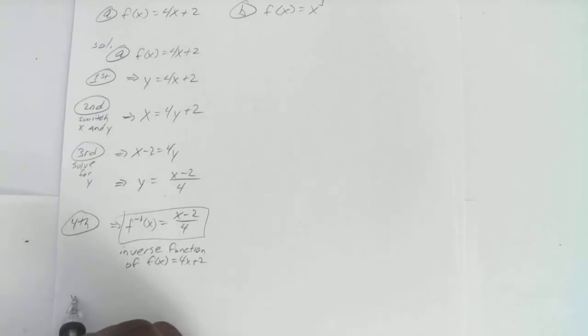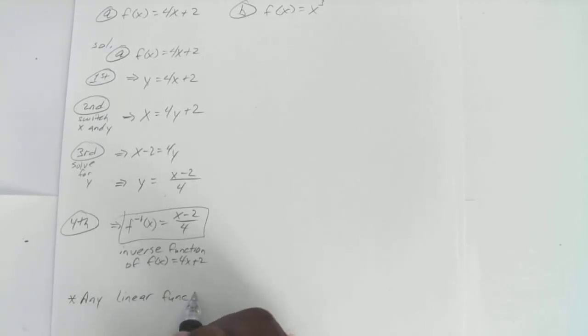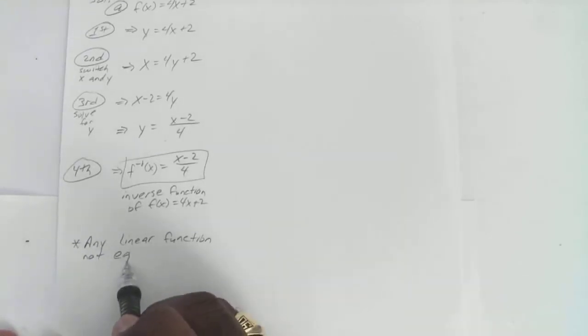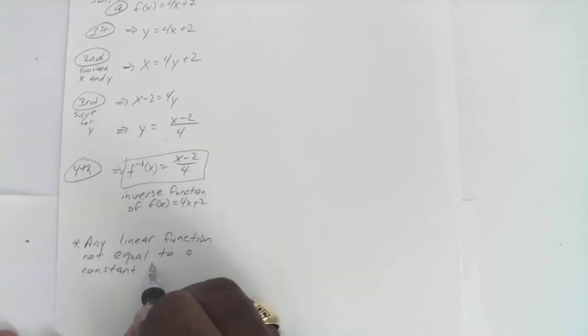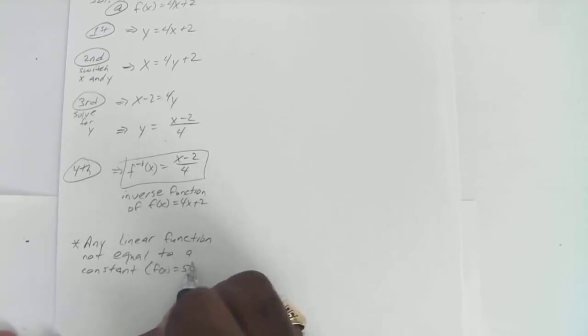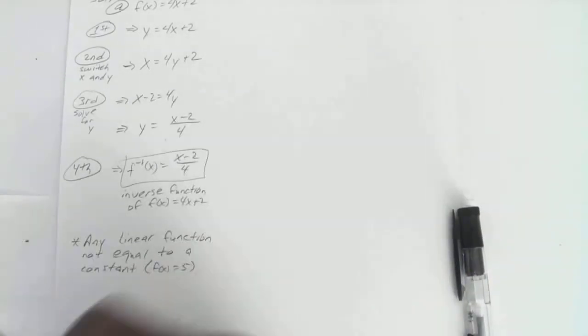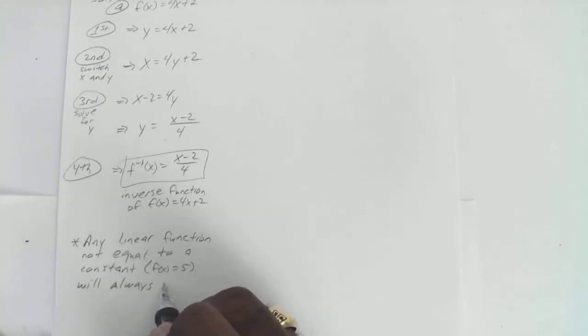I'll just put that as a note on the bottom. Any linear function not equal to a constant, so like f of x equals 5 or something like that, will always be one-to-one, because it will always pass the horizontal line test.